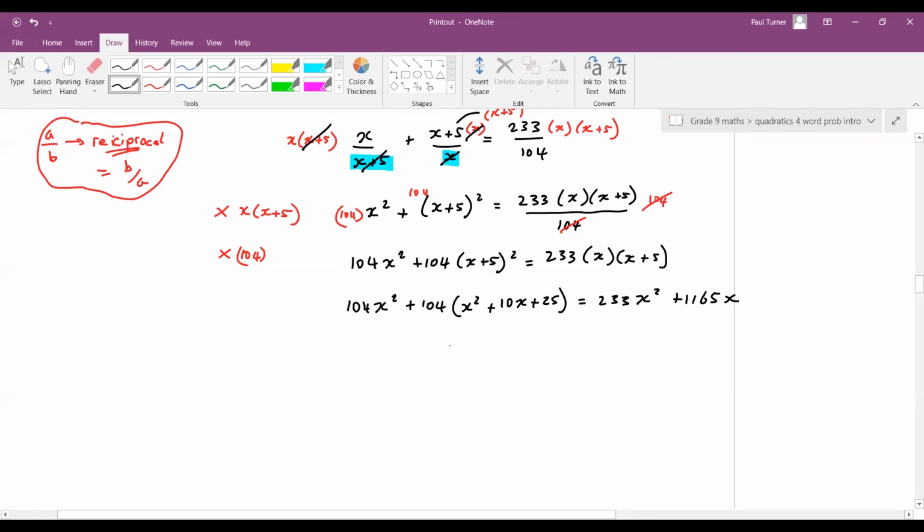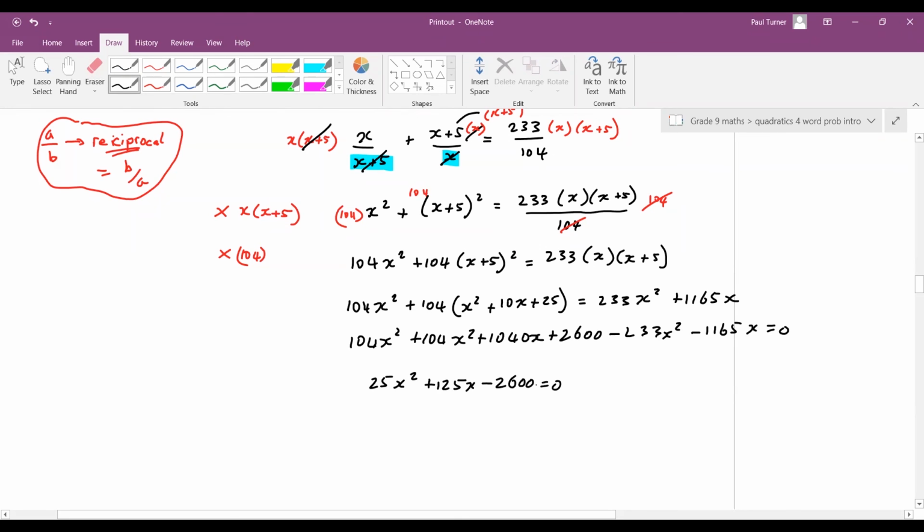So then it gets a little bit messy. You've got 104x squared plus 104x squared plus 1040x plus 2600. Now I'll bring these to the other side, minus 233x squared, minus 1165x equals 0. So if you simplify this, you'll end up with 25x squared plus 125x minus 2600 equals 0. Right, so what I did here then is I divided everything by 25.